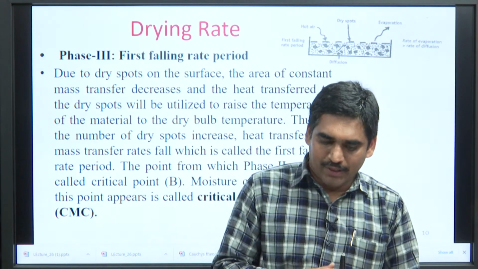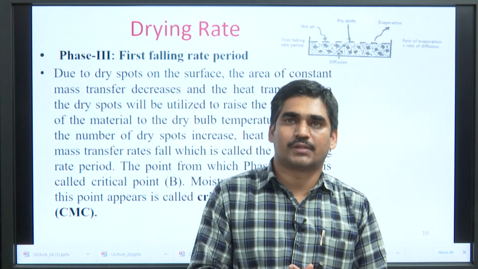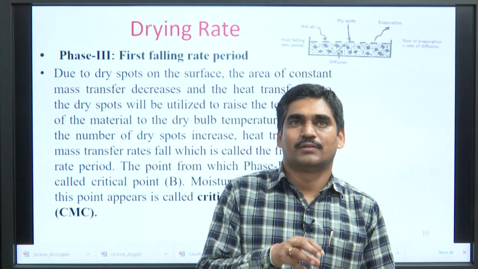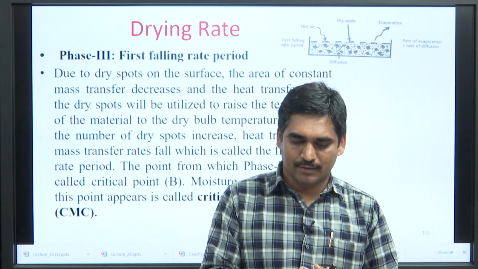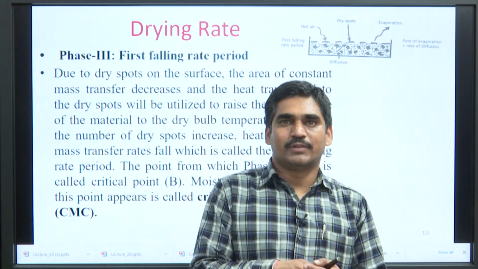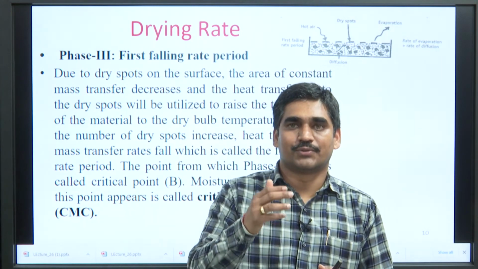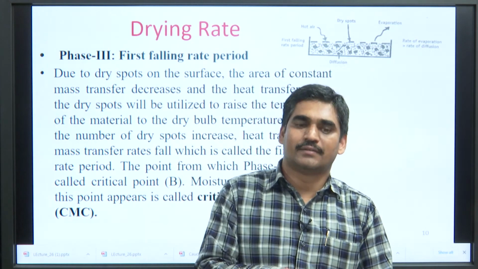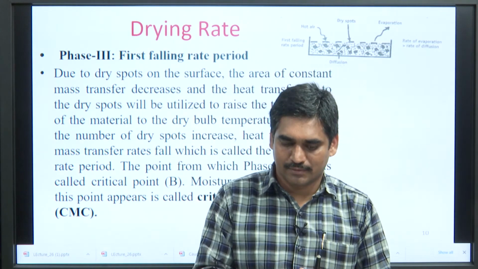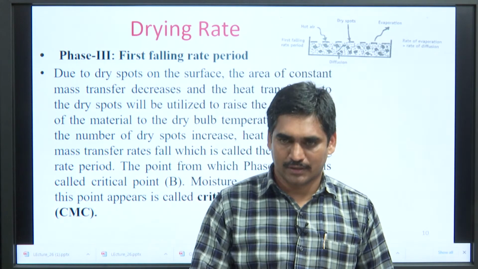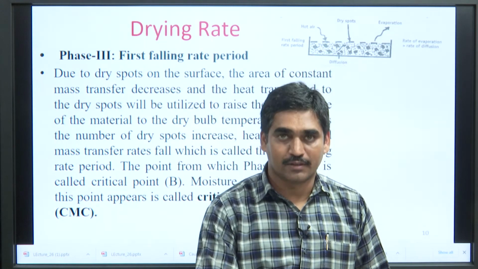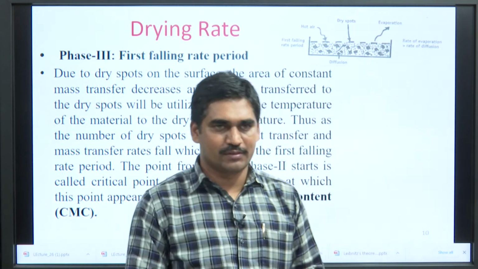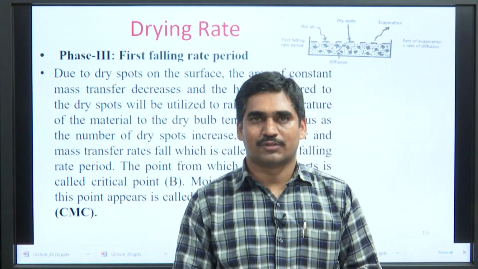So, the point from which Phase 2, the constant rate period, ends and Phase 3 starts is called the critical point, and the moisture content at this point is called the critical moisture content, that is called CMC. So, the moisture which is present at the critical point is called the critical moisture content.